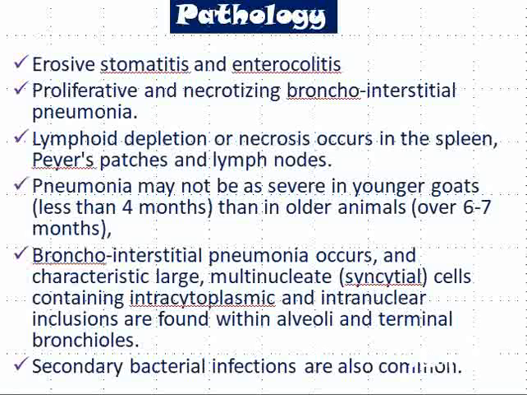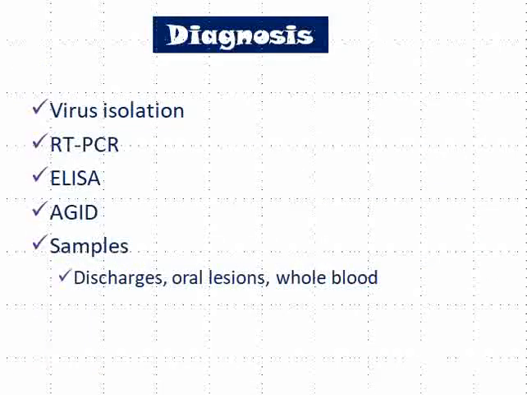As the virus is responsible for the destruction of lymphoid organs, it causes immunosuppression and subsequently secondary bacterial infections which may worsen the condition. To diagnose this disease, you have to collect the various tissue discharges, excretions or secretions from the infected animals, as well as discharges from the oral lesions, and whole blood can also be collected.